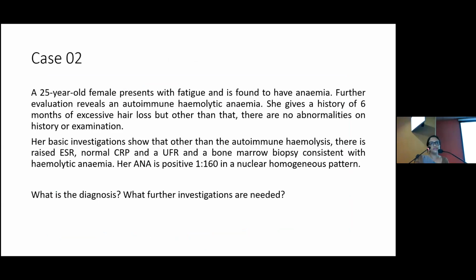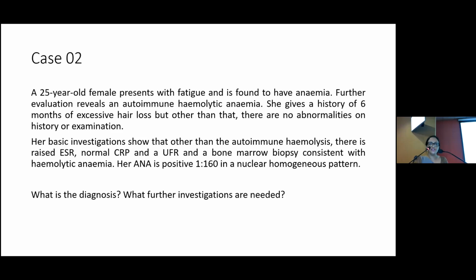The second case was a 25-year-old female who presented with fatigue and was found to have anemia. So the further evaluation revealed an autoimmune hemolytic anemia. So you know that with autoimmune hemolytic anemias, if you ask your blood bank and your hematologist, they will give you the profile of the autoimmune hemolysis. And she also gave a history of 6 months of excessive hair loss, but other than that, there were no other abnormalities on history or examination.